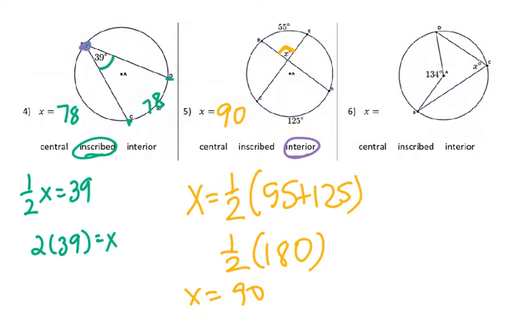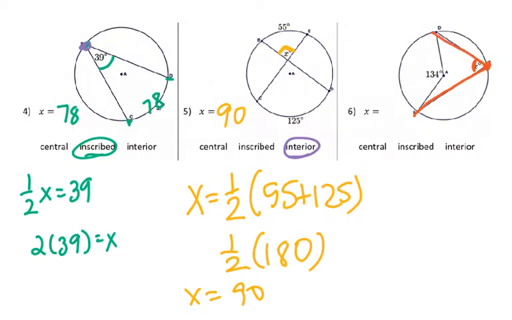Okay, and the next one, I've got a couple of things. I've got a central angle right here. So that's a central angle, but that's not unknown. So I know what my central angle is, so that's not the one that we're asking about. This angle right here that's x, which one is that?